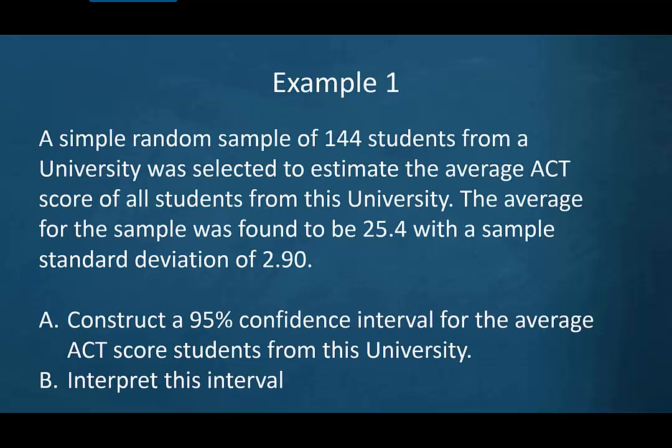So example 1: a simple random sample of 144 students from a university was selected to estimate the average ACT score of all students from this university. The average for the sample was found to be 25.4 with a sample standard deviation of 2.90. Part A, construct a 95% confidence interval for the average ACT score from students from this university, and then Part B is to interpret this interval.